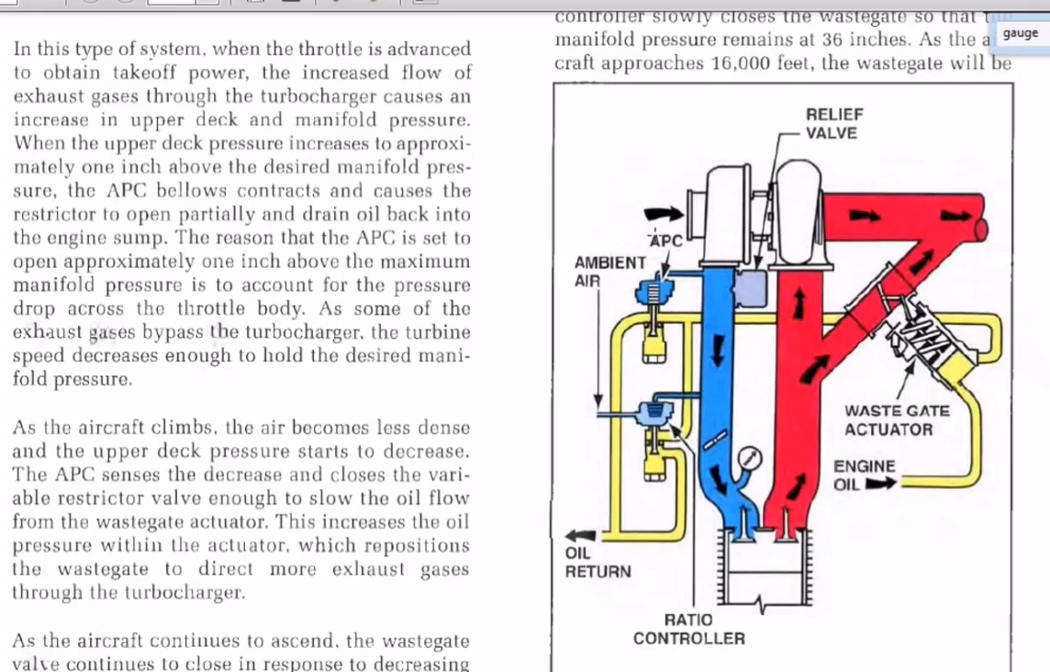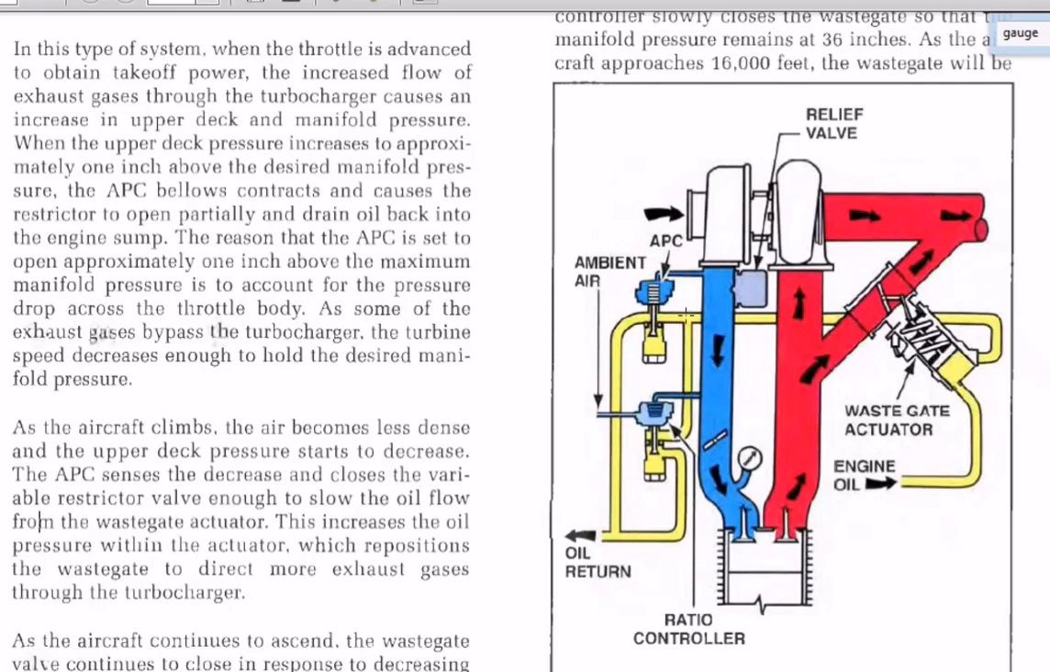So is the APC controlling the wastegate or not? Sir, the line is not very good. Okay, sorry. It's okay, sir. Is the APC controlling the wastegate directly or not? No, sir. Why not? Because the wastegate is on a different line, the yellow one. The APC just controls the air coming in, right?